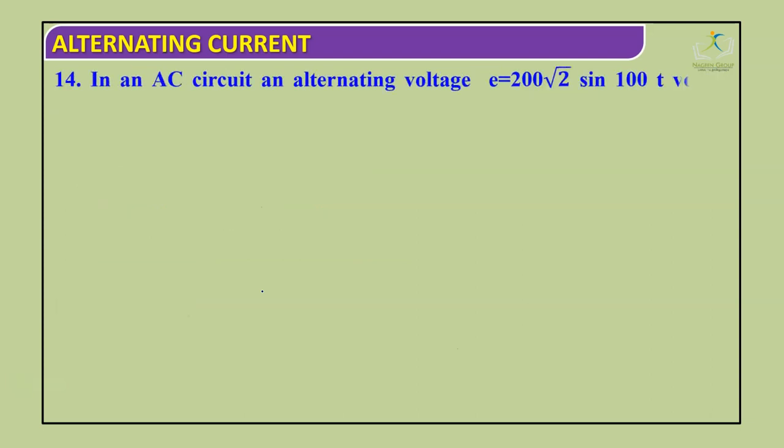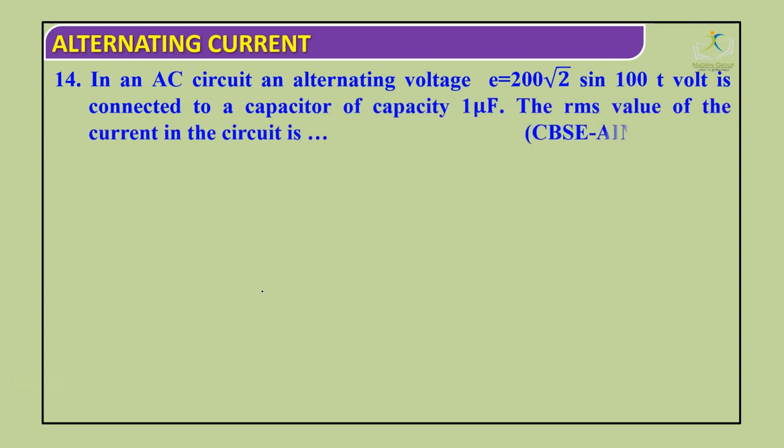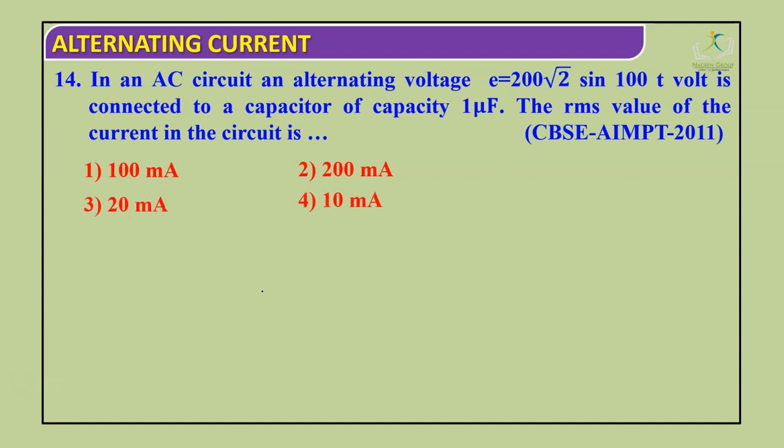Next question we have: in an AC circuit, an alternating voltage E = 200√2 sin(100t) volt is connected to a capacitor of capacity 1 microfarad. The RMS value of the current in the circuit is: 100 milliampere, 200 milliampere, 20 milliampere, or 10 milliampere. So let us see the solution of this question.